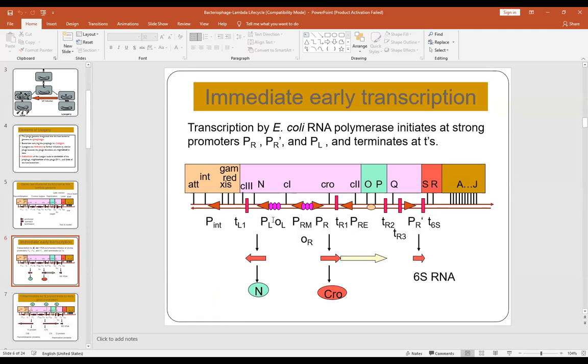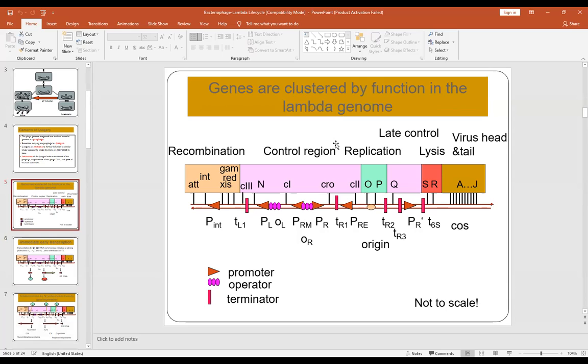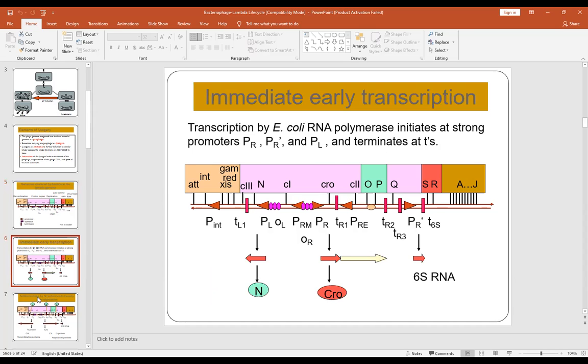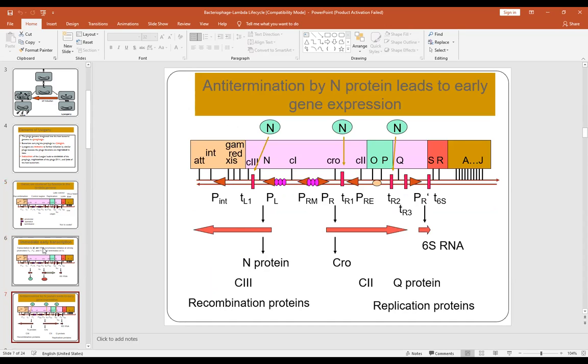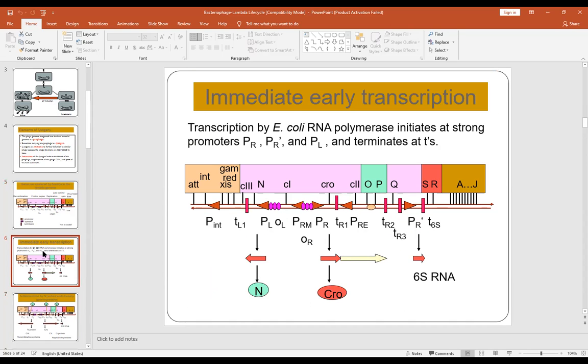Okay. Now, early transcription genes, which are there. I have already told you which are the early transcription genes. The PL, the PR, and the PRE are the early transcription genes that are going to be transcribed. Okay. Then there would be immediate transcription genes, and then there would be late transcription genes. In tomorrow's class, we would be talking about immediate transcription genes and then late transcription genes.